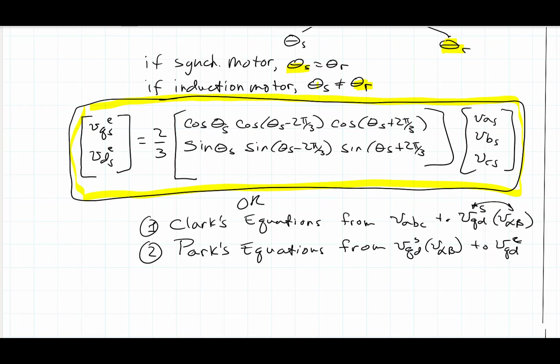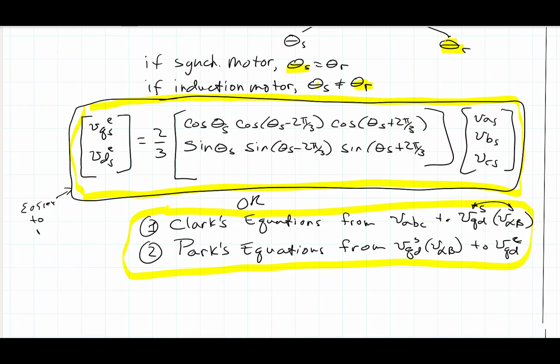So why do we go through this instead of the other one? Well, this is easier to remember. This is what I use whenever I'm talking about it, because I don't have the Clark and Park equations memorized, but the direct one is much more computationally efficient. So there you have it.